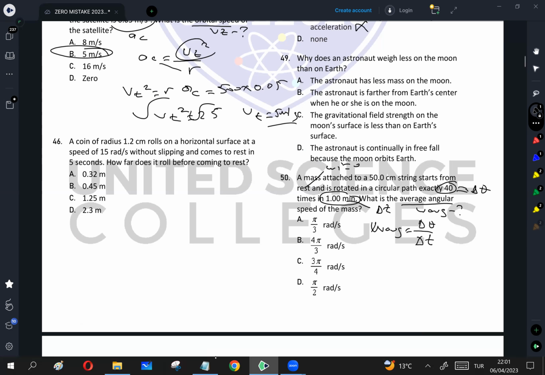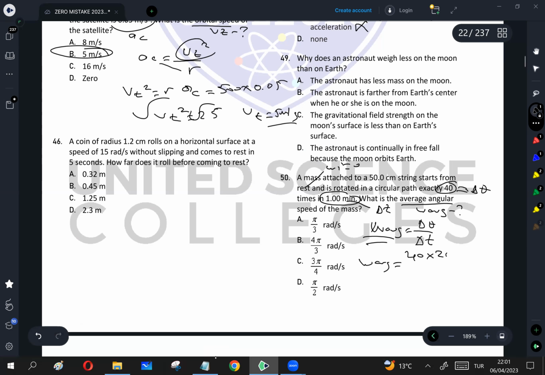It starts from this, but we don't care about how it starts. So if average angular speed is asked, delta theta over delta t is the question. So delta theta is 40 times, 40 revolutions. Every one revolution is 2 pi. Because choices are given in pi, I am not going to write 6.28, I will write 2 pi, divided by delta t, which is 1 minute, and 60. So these zeros will simplify. These 2 and this 6 will simplify. In here 3. Omega average is going to be 4 pi over 3 radians per second. That is the correct answer.